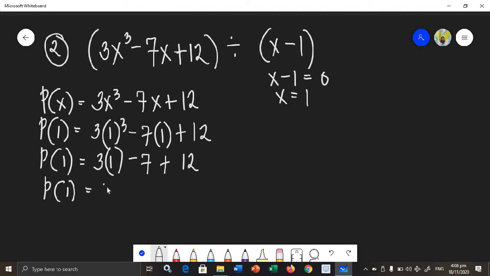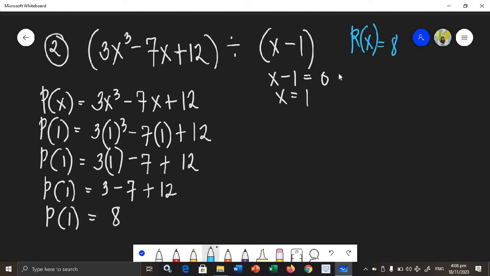Okay, p quantity 1, we need to get rid of all the parentheses. Okay, so 3 times 1, that is 3 minus 7 plus 12. And then right after that, we need to compute this continuously. So 3 minus 7, the answer is negative 4. So negative 4 plus 12, the answer is 8. So therefore, the remainder of this given is 8. Without solving the quotient, you know the remainder. That is because of the remainder theorem.